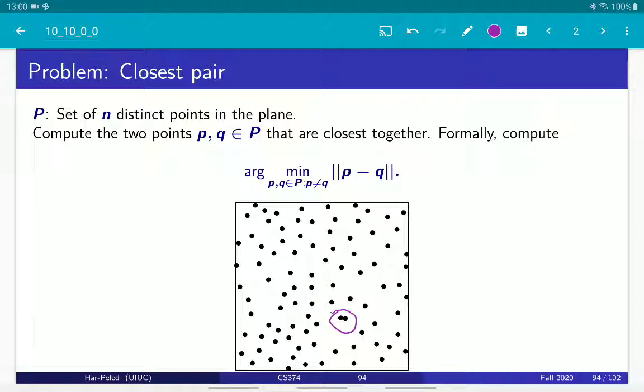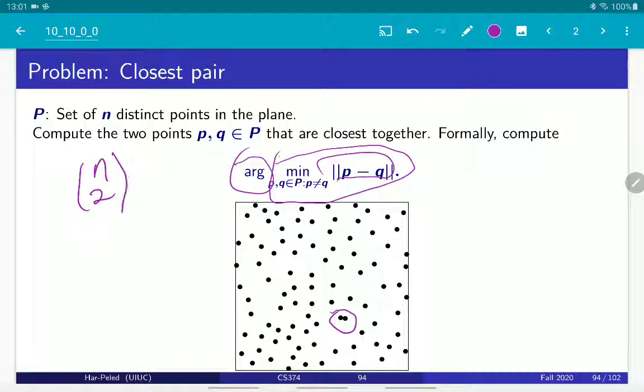And now, of course, the naive algorithm is you just go over all possible pairs of points, as in the definition, you compute their distance, and you take the minimum. And then if you want the pair itself, you take the arg of this, right? So that would give you the minimum pair. So the naive algorithm takes quadratic time.